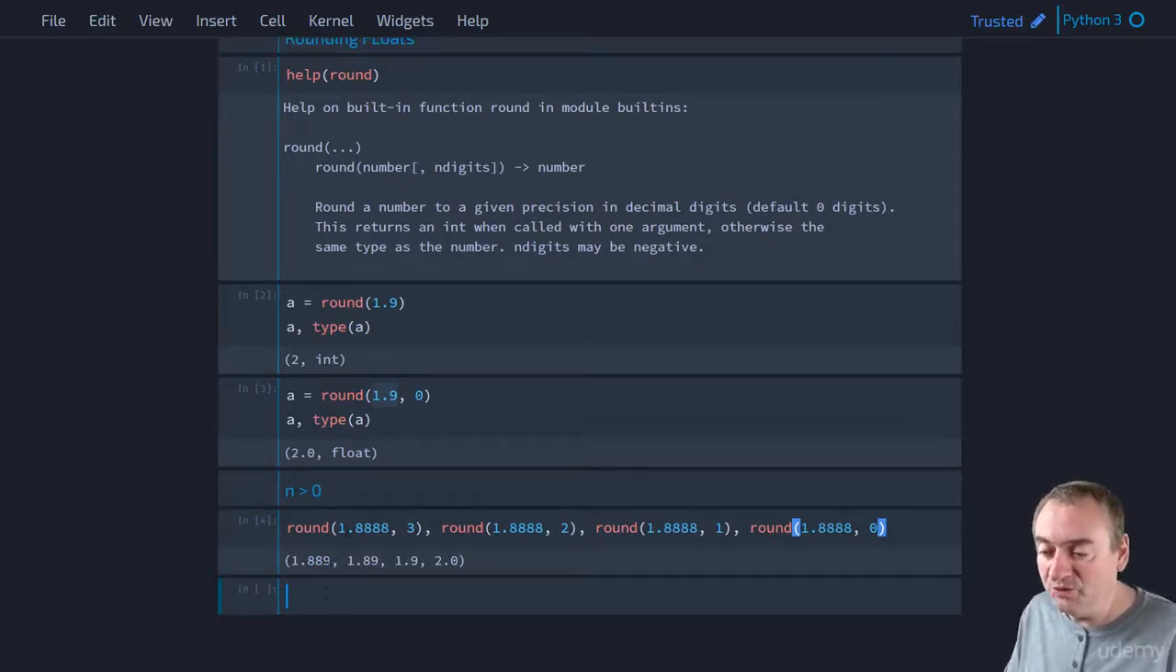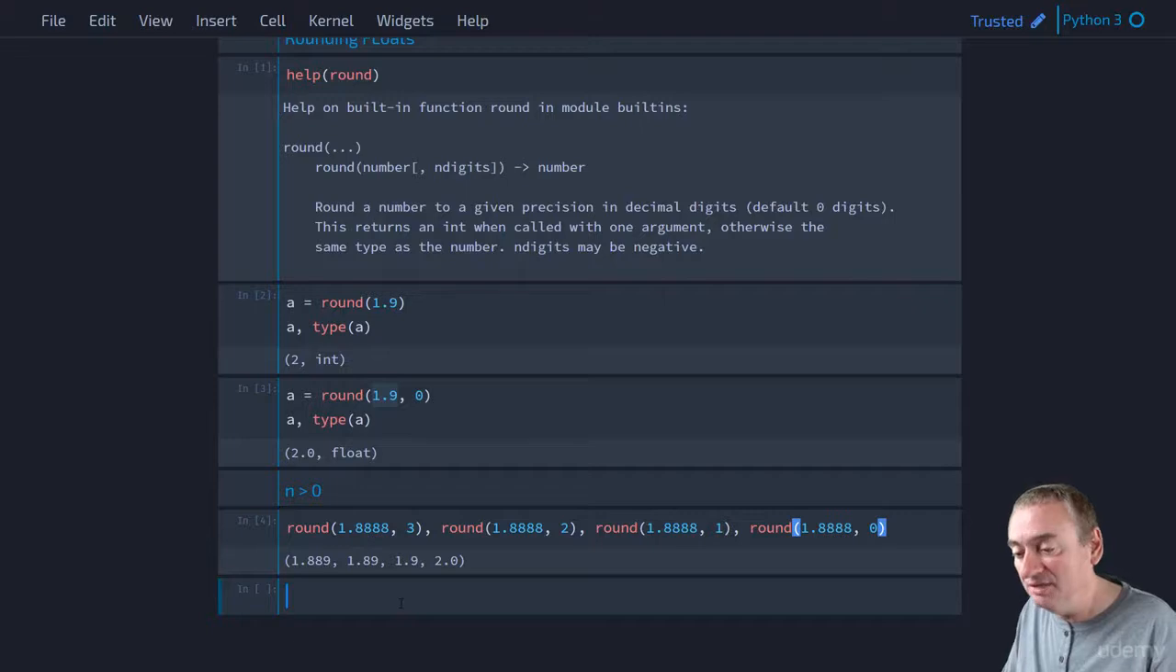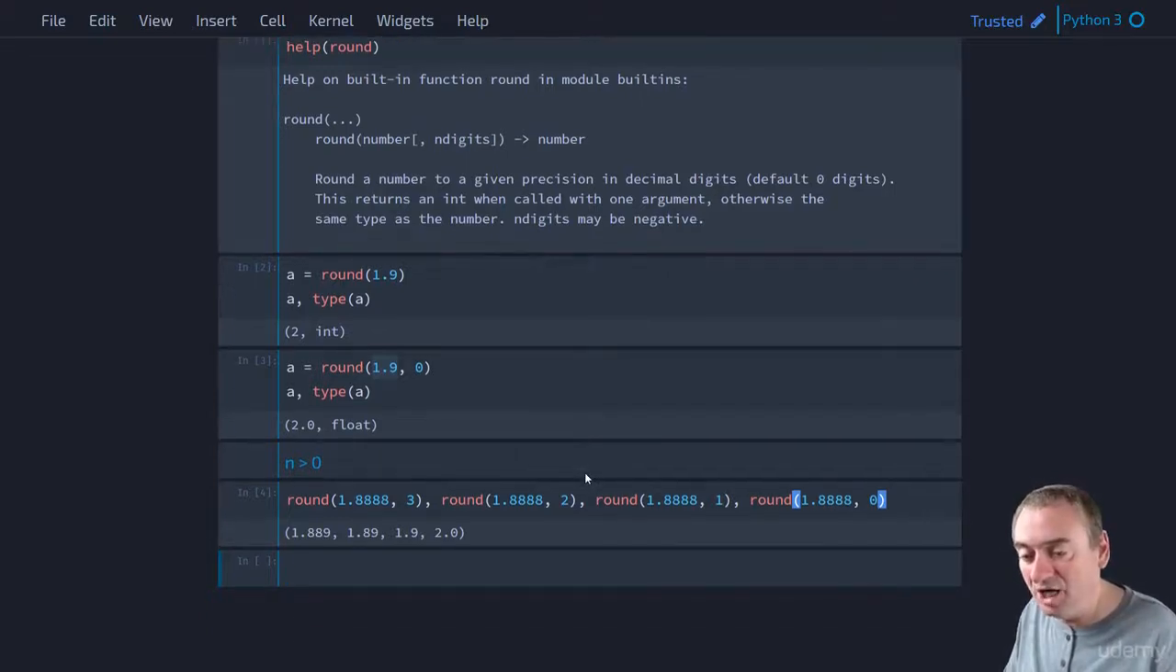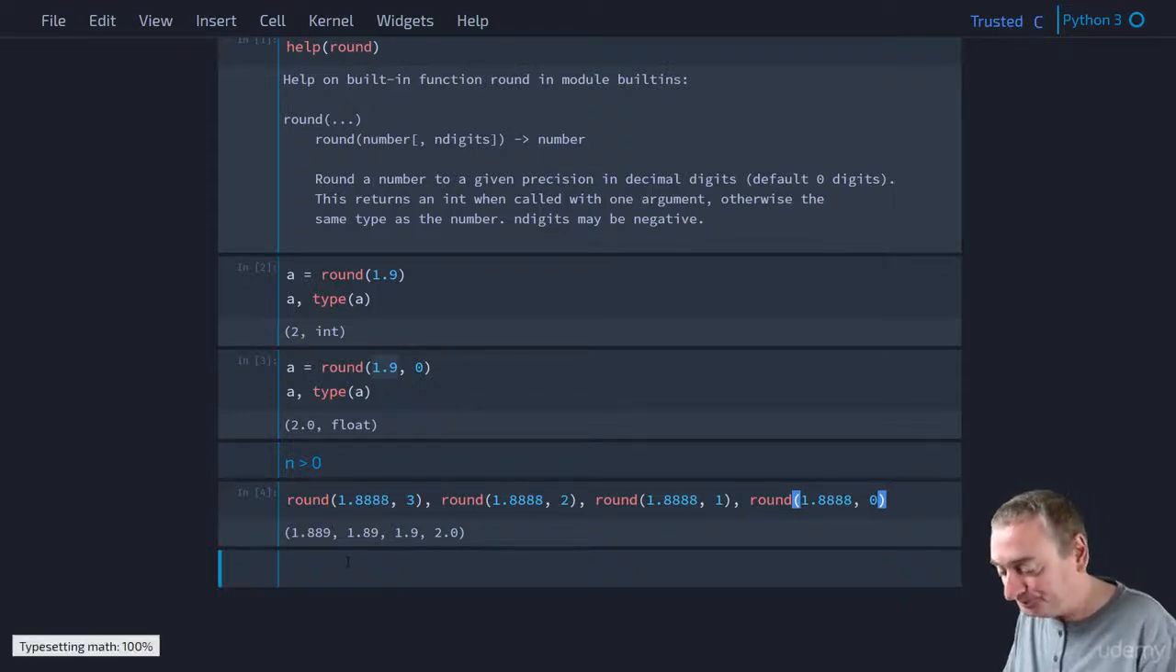So there you go, right? We round to the third, so we keep basically 3 digits after the decimal point. Here we kept 2, here 1, and here 0, right? They're just multiples of 10 to the negative 3, right? This last digit here is a multiple of 10 to the negative 3. 1.89, that 9, is a multiple of 10 to the negative 2, and so on. So that's for positive. Now we can also have negative values for n, and this is where you may not be used to that. So let's take a look at it.